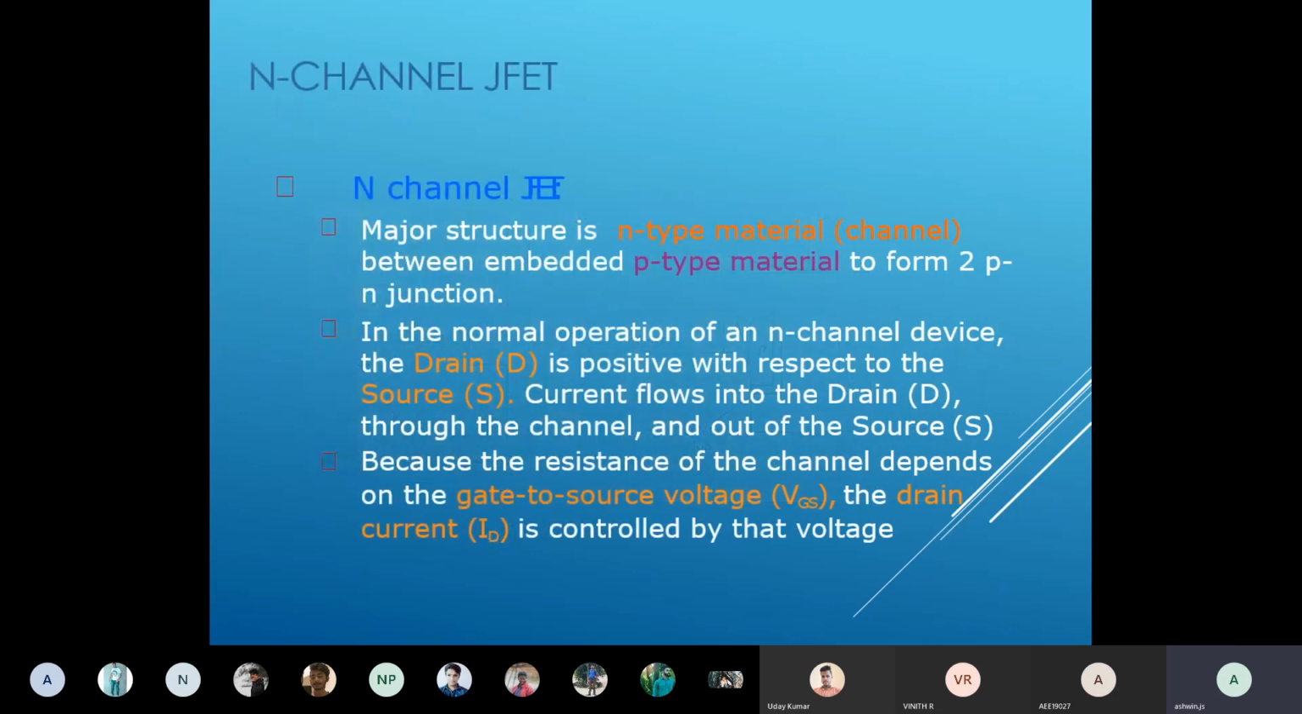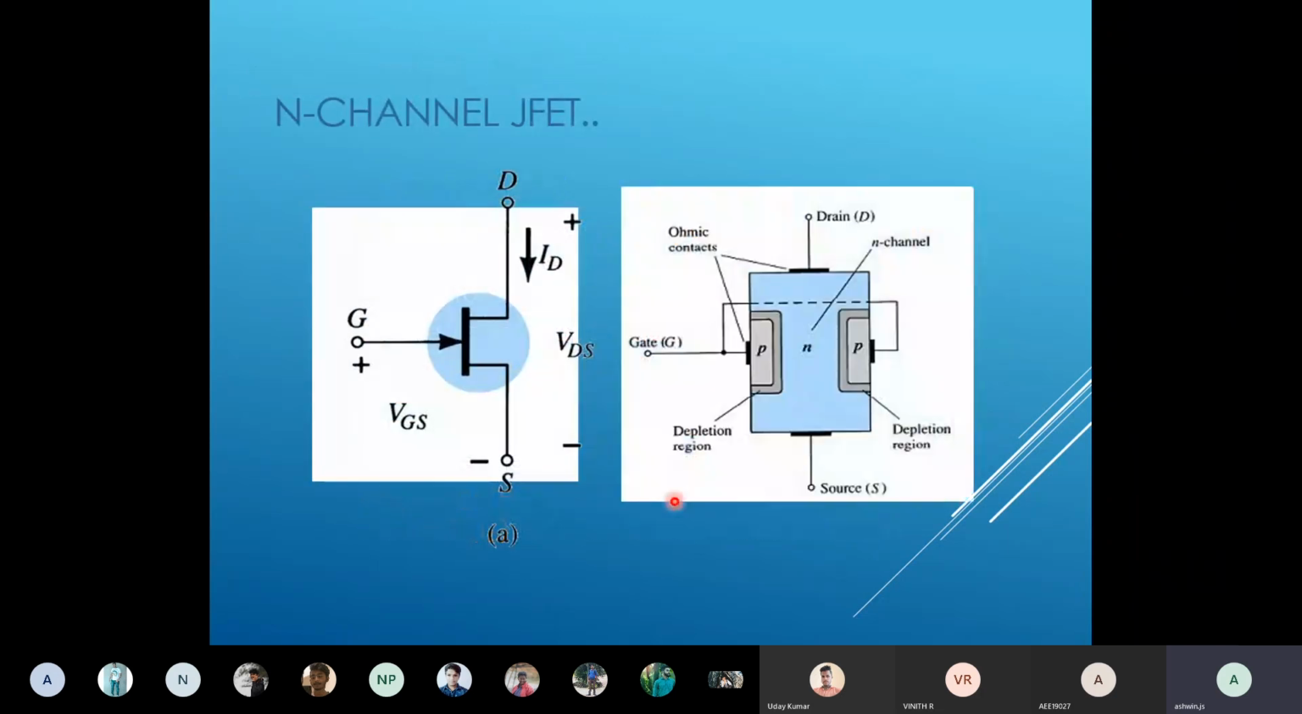That is what is represented here. And because the resistance of the channel depends on the gate-to-source voltage, the drain current ID is controlled by the voltage. If you look at this here, suppose for example I am giving the gate 0, and the drain I am giving positive, and the source I am giving negative. And if you look at this layer, will it be forward bias or reverse bias? N I am giving positive, the gate is grounded, so will it be forward bias or reverse bias?